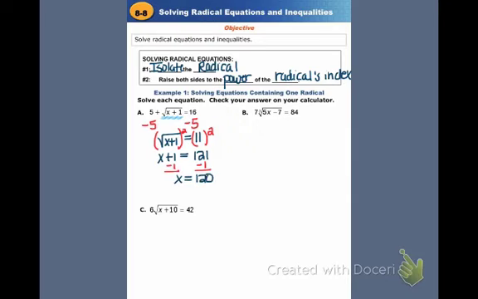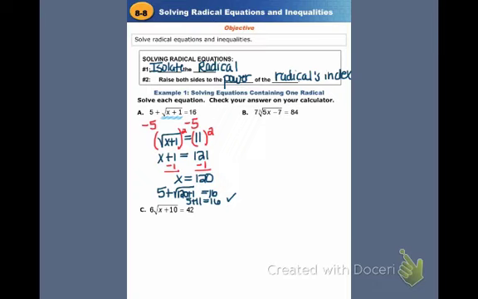Now we want to check it, and again you can put that in your calculator if you want, but I'm going to check it manually. I'm going to plug it back into the original. So 5 plus the square root of 120 plus 1 equals 16. 120 plus 1 is 121. The square root of 121 is 11. So that makes 5 plus 11 equals 16, and that checks.